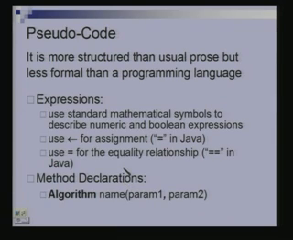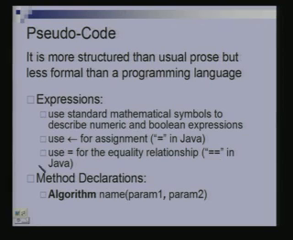Okay, so that's what I was saying, pseudocode is more structured than usual prose, but it's less formal than a programming language. Yeah, and what will our pseudocode look like? We'll use standard numeric and Boolean expressions in it, right? Instead of the assignment operator, which is equal to in Java, I will use this left arrow, and instead of the equality operator in Java, which is two equals, the same in C, I will use just a single equal.